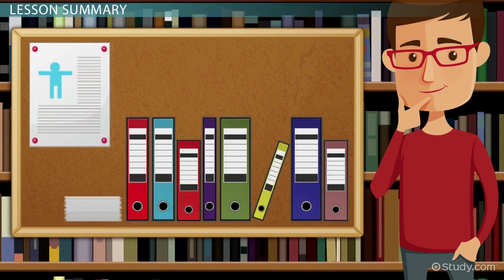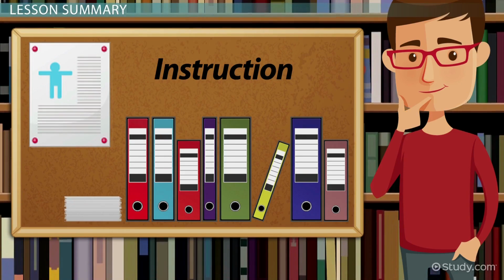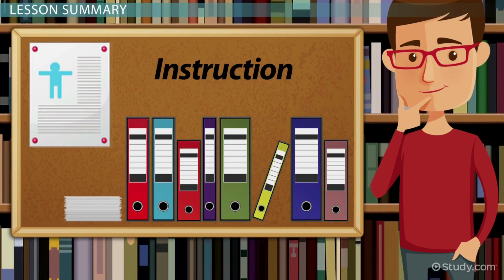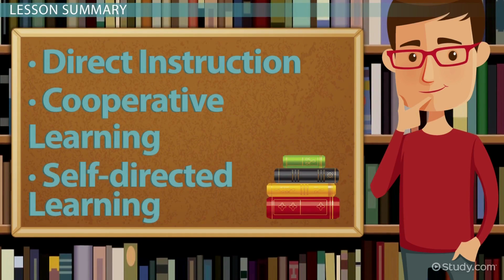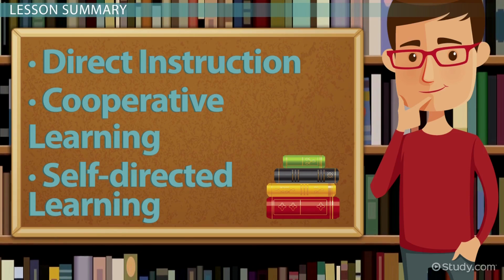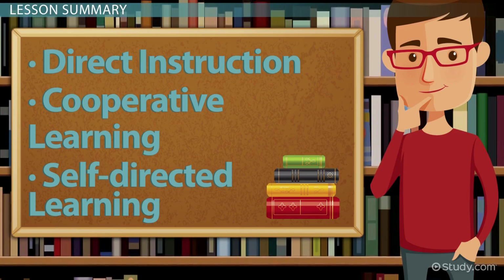The third step is to plan your instruction. What type of teaching fits the main concepts in the standards? You can design lessons with direct instruction, cooperative learning, or self-directed learning. Depending on your reading unit, choose a variety of teaching strategies to reach different kinds of learners.